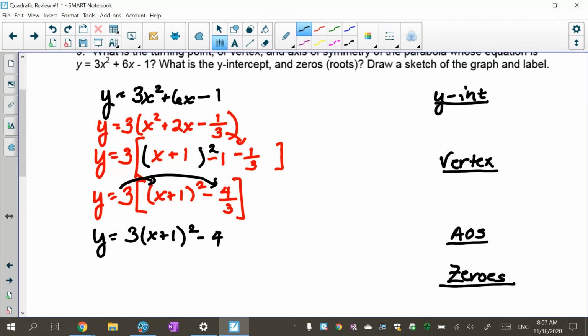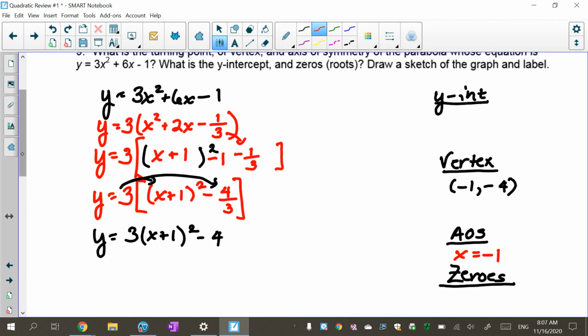So I know the vertex, just from what I did, and we're going to check this out, is going to be (-1, -4), because remember, it's the opposite sign in there. And my axis of symmetry is going to be x equals -1. Now I got all excited to complete the square.